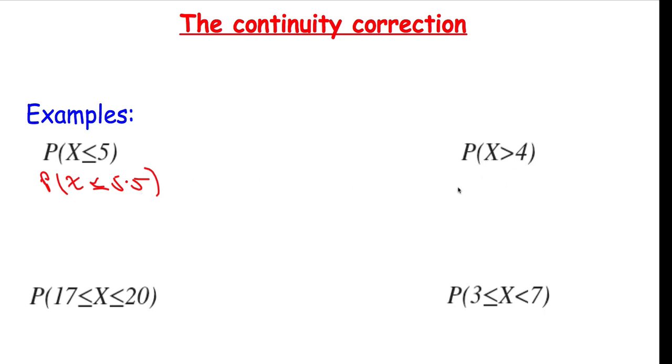X greater than 4, I'm looking to the right of 4, and I'm not allowed to include 4. That means x must be greater than or equal to 4.5.